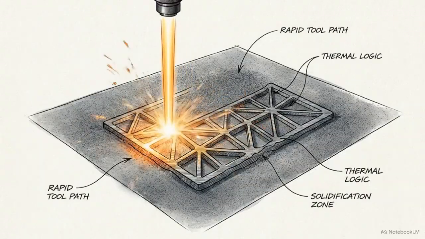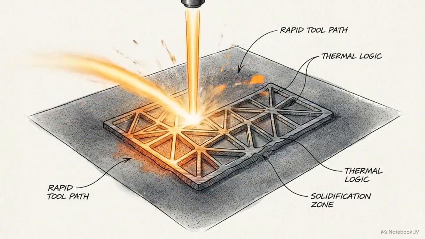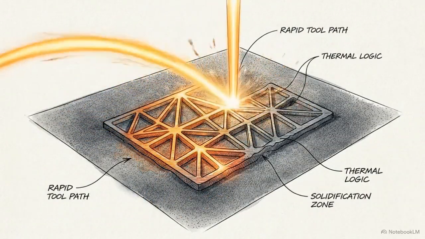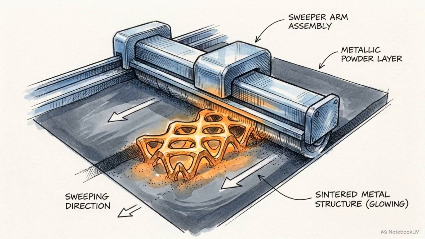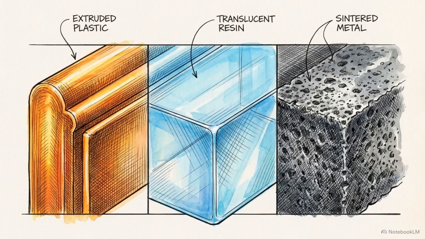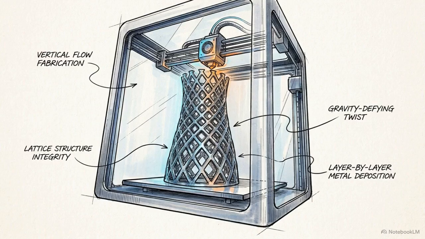The third method is powder bed fusion. Here, a laser traces shapes into a bed of microscopic metallic dust, melting the particles together into a solid structure before a fresh layer of dust is swept over the top. Whether the material is extruded, cured, or fused, the result is the same. Accumulating material layer by layer allows engineers to bypass all the physical limitations of traditional fabrication.